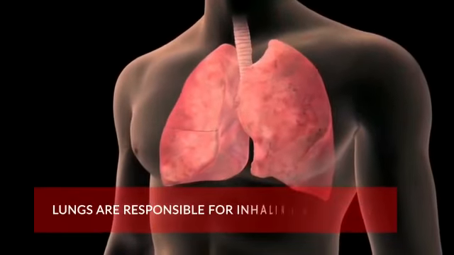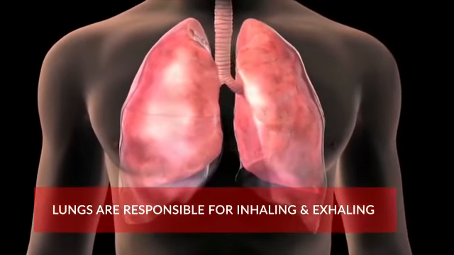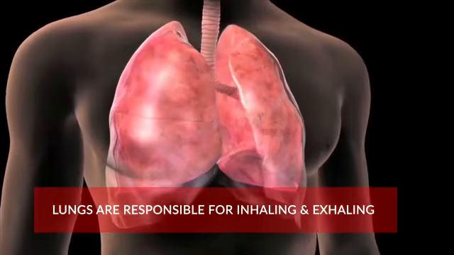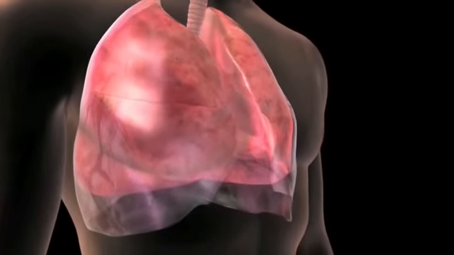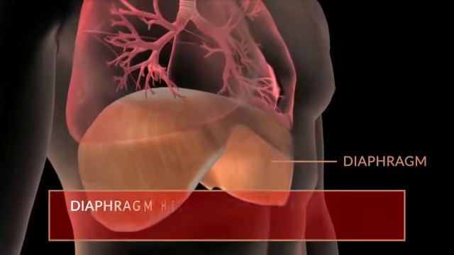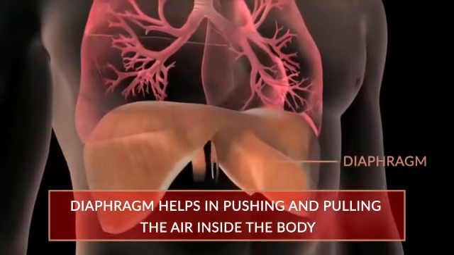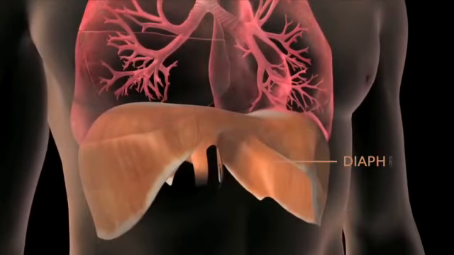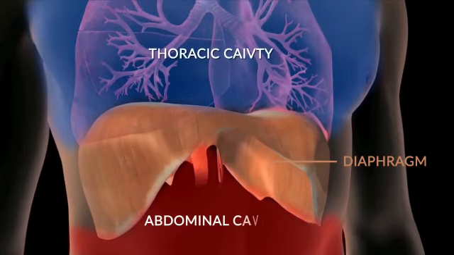The lungs are responsible for the process of breathing, inhaling and exhaling, but still they can neither push out the air nor breathe in the air. Here, a dome-shaped structure called the diaphragm helps in pushing and pulling the air inside the body. The diaphragm is a structure which separates the thoracic cavity and the abdominal cavity.